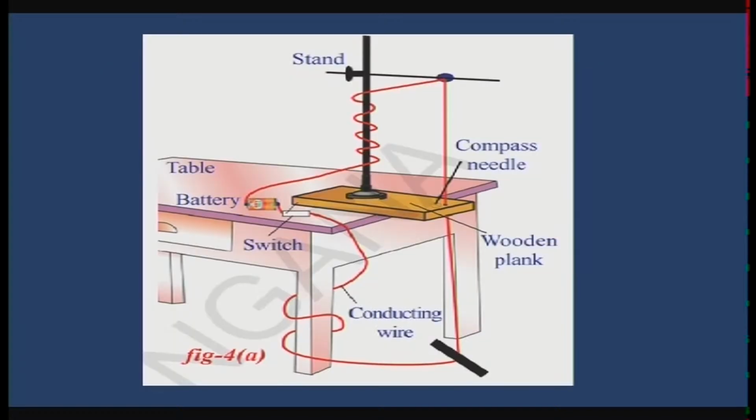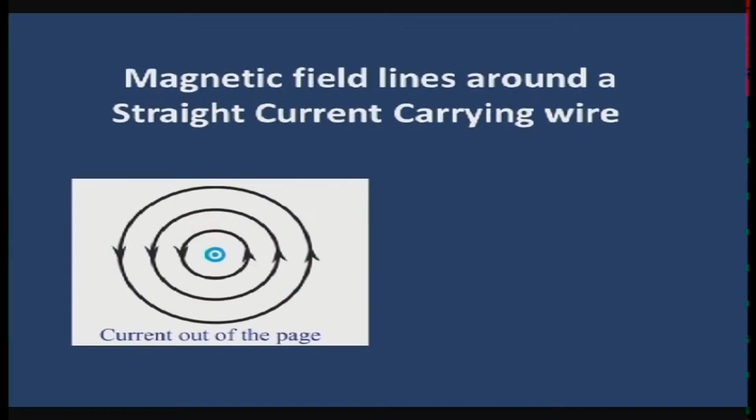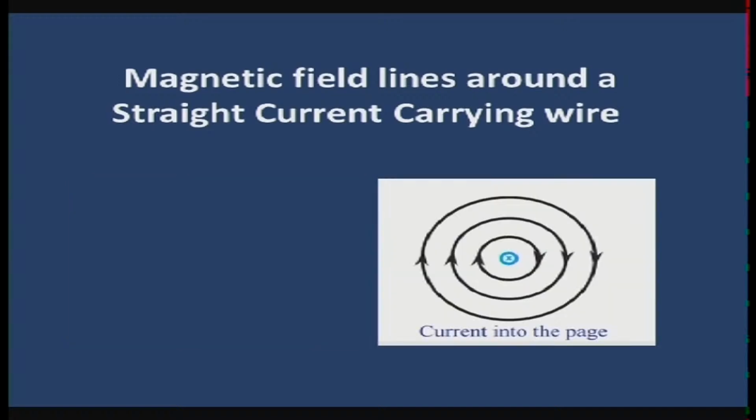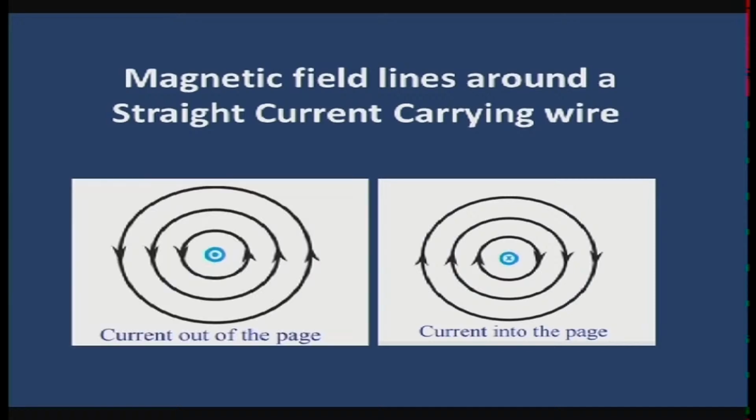We have discussed the experiment to see that the shape of the magnetic field lines around the current carrying wire are circular. When the current is out of the paper, the magnetic field lines are anti-clockwise, whereas when current is into the paper, the magnetic field lines are clockwise.